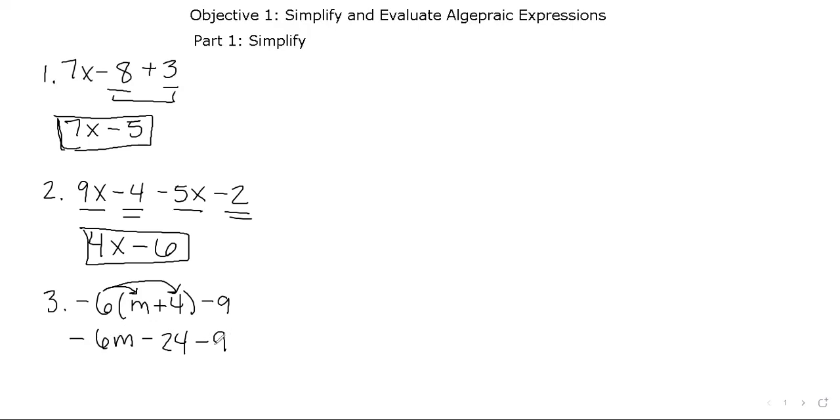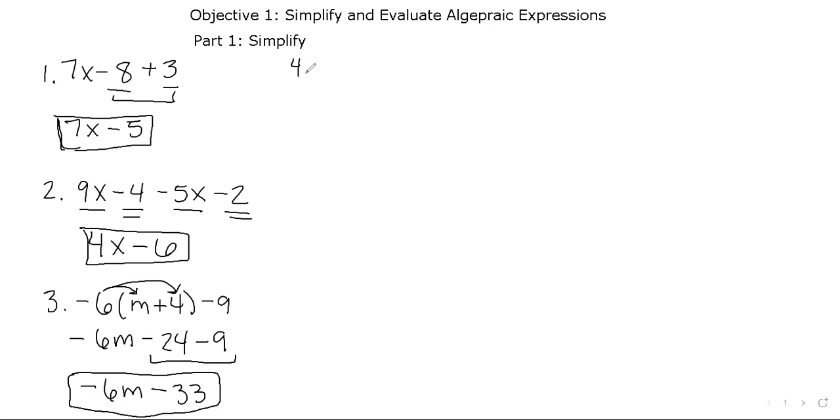Now we're going to combine the like terms, the -24 and the -9, however you think about it, whichever way is easier for you. We're going to combine those to get -33. So we're going to bring down the -6m, and these two combined is going to be -33. So -6m minus 33 is going to be our correct answer for number 3.